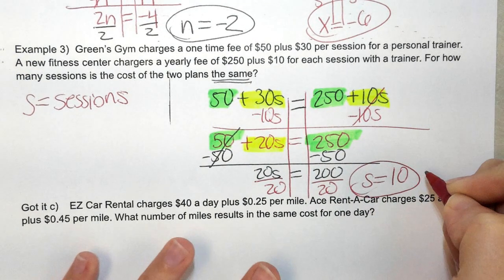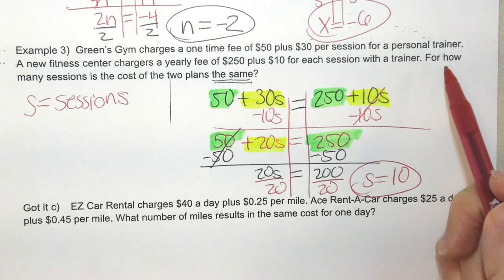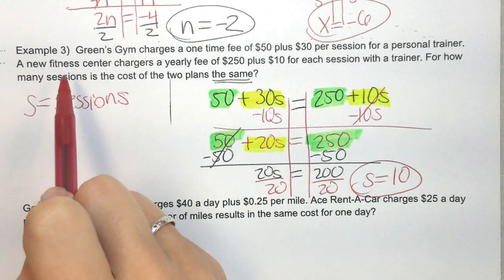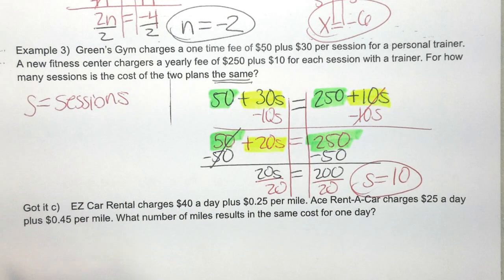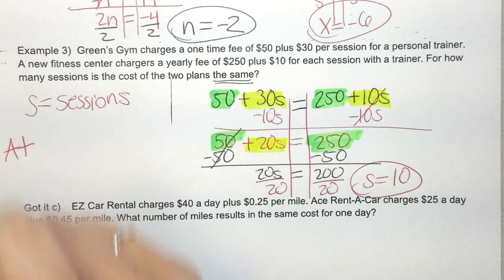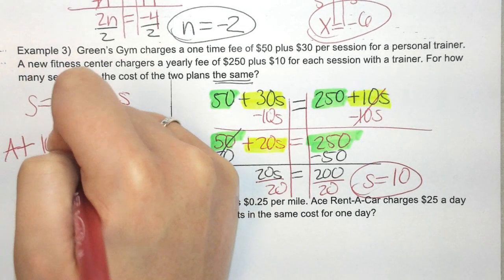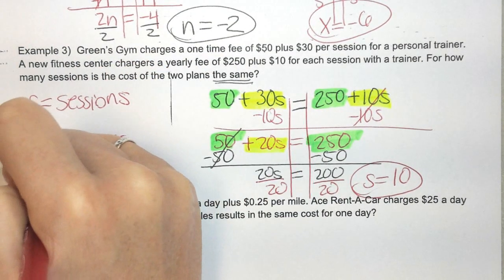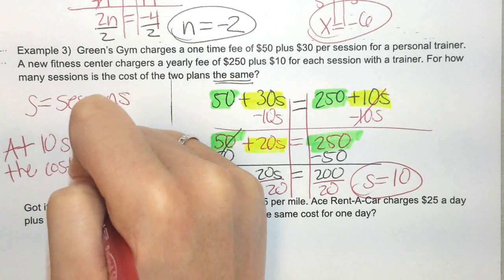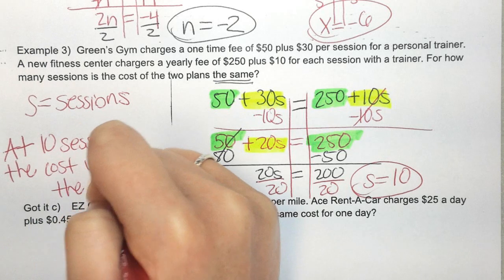And I get S is equal to? 10. Now, I need a sentence. If you look back at this, it says, for how many sessions is the cost of the two plans the same? Well, at how many? 10. At 10 sessions, the cost will be the same.